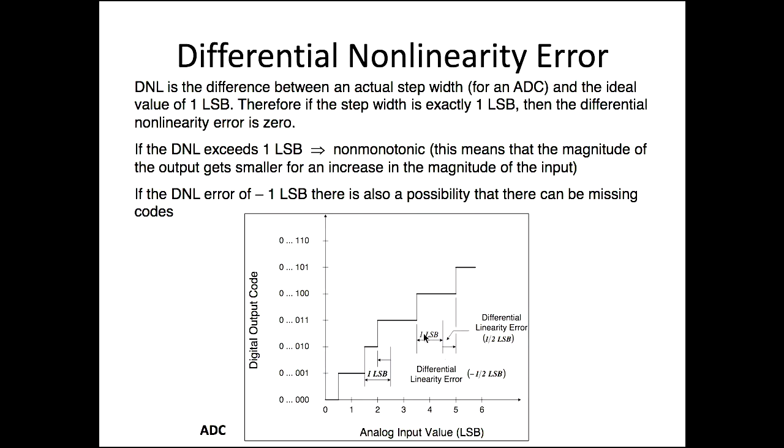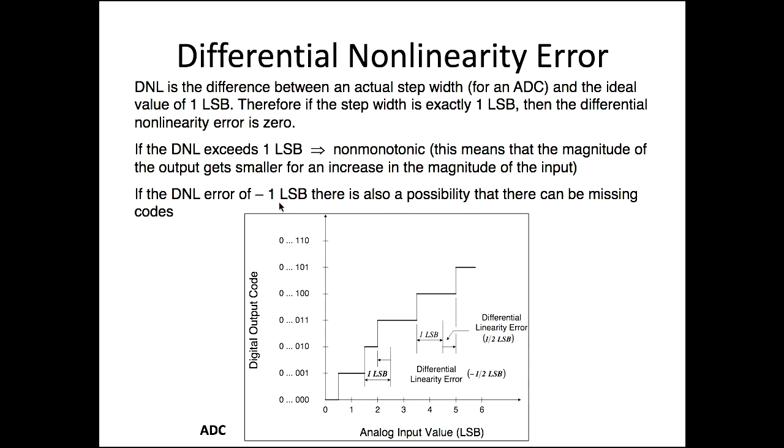These LSB values might be different for different analog inputs. So much variation is not good. If the DNL, the differential non-linearity error, exceeds 1 LSB, it is non-monotonic. This means that the magnitude of the output gets smaller for an increase in the magnitude of the input. If a DNL error of minus 1 LSB is there, there is also a possibility that there can be a missing code.